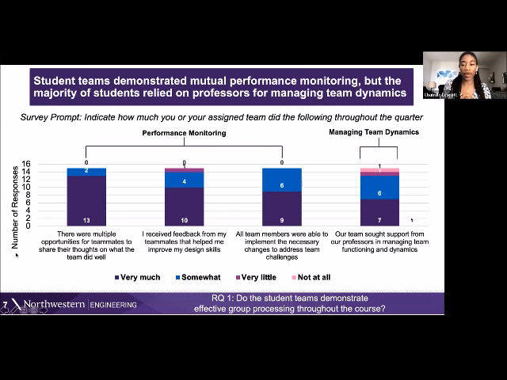What is interesting, though, if we look to the 4th bar here, is that the majority of students sought support from the professors in managing team functioning dynamics, at least somewhat. Only a very small percentage, just 2 students out of the 15, said that this happened very little or not at all. And this here is going to be important when we move forward to start thinking about the role the professor plays in managing the teams and helping the students with their dynamic.